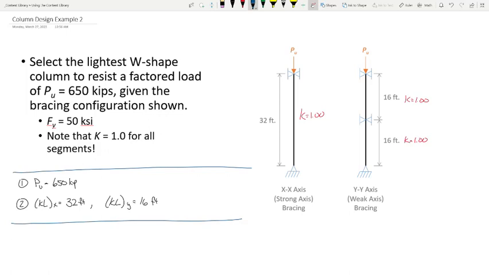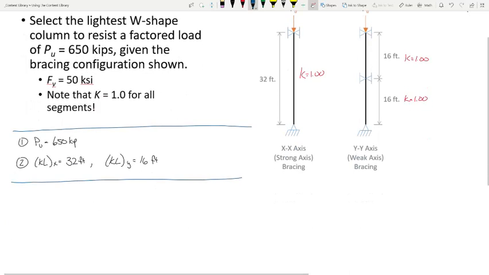So remember, when we look up sections in table 4.1, are we looking up based on KLX or KLY? KLY. Okay. So here's what I want to do. I want to look up some trial shapes. I want to make sure that everybody's comfortable with this. So let's do this together. So step 3, we're going to be looking up trial sections.